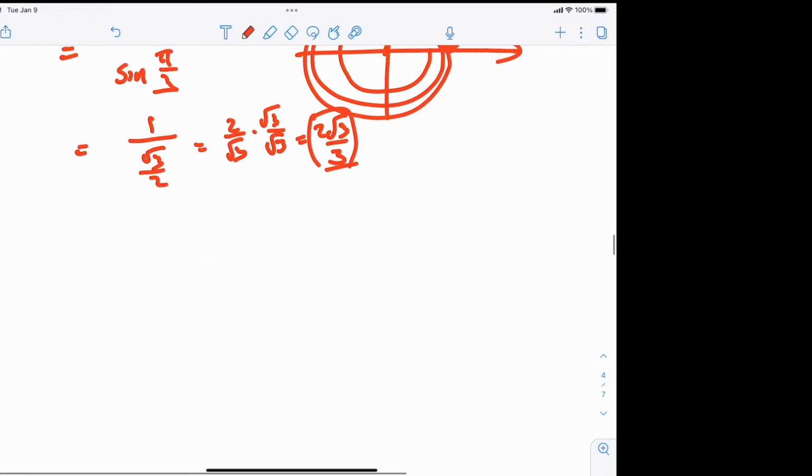What will be tangent squared of 5 pi over 6? Tangent squared of 5 pi over 6. Then you put this here.